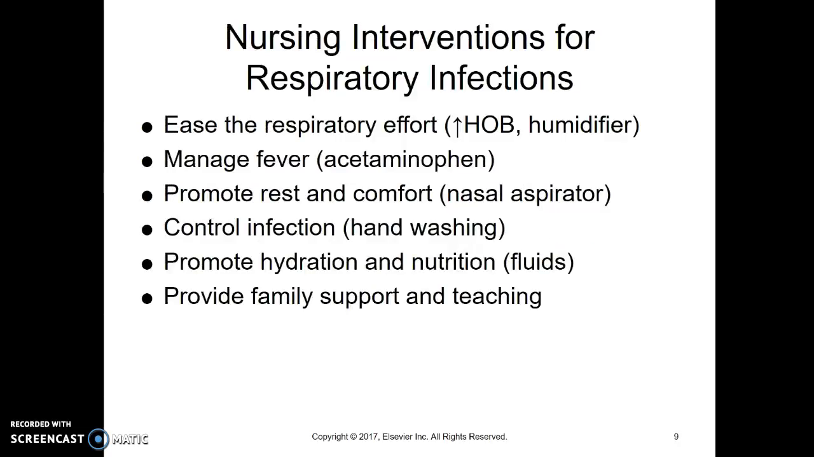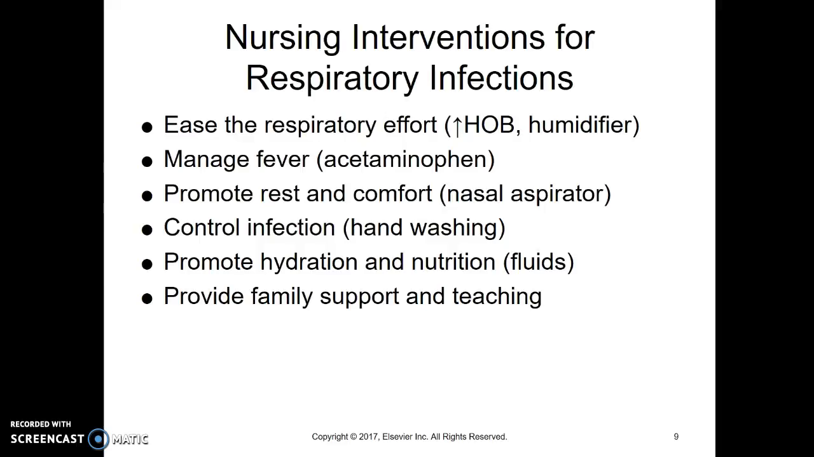So what are we going to do? Think of your basic nursing care. We want to help them to breathe easier. So elevate the head of the bed. Run a cool mist humidifier at night. Treat their fever and their discomfort with Tylenol, using that nasal aspirator or bulb syringe to clear out their nose, especially before eating. It's really hard to breathe and eat at the same time if you're a baby.